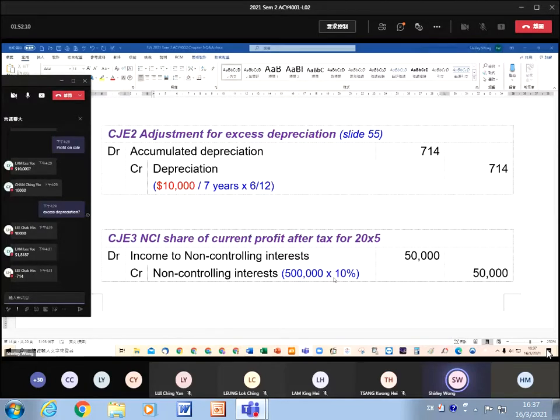Okay, any questions on this part? And then we will do the second part immediately, because it is not that difficult. Okay, any questions on this part 1, when it is a downstream sales?